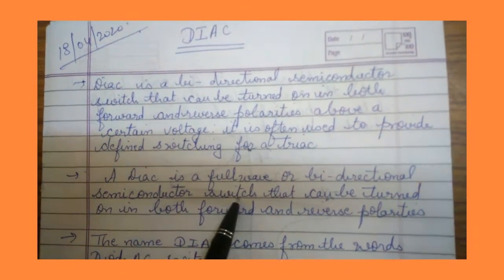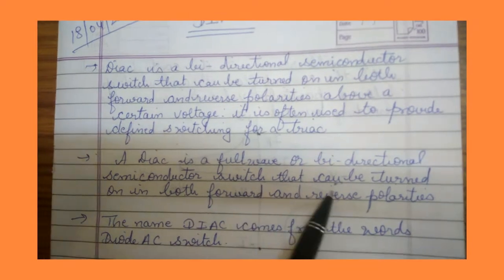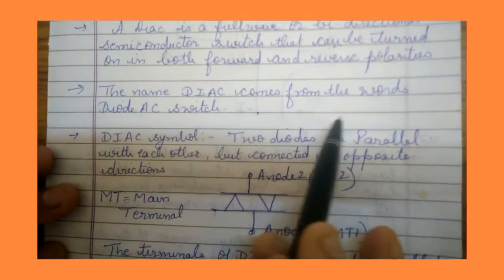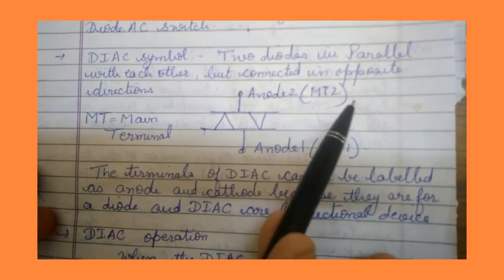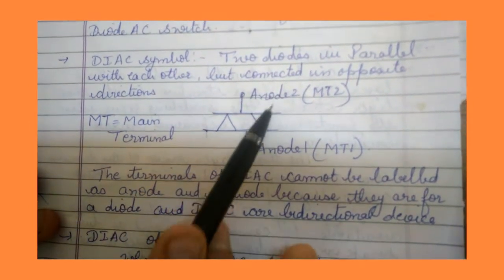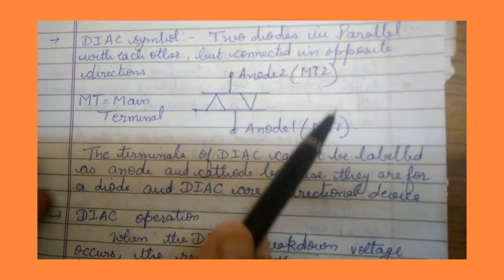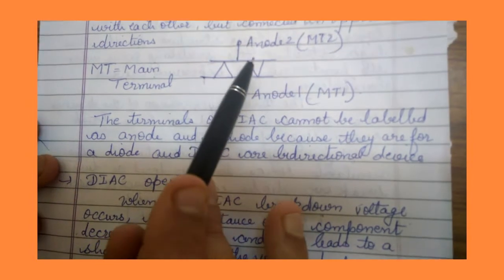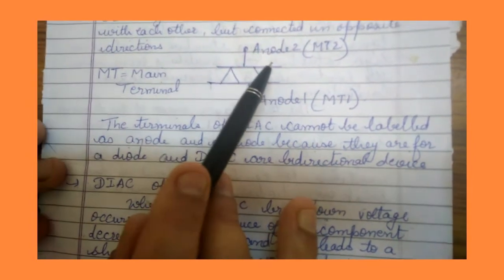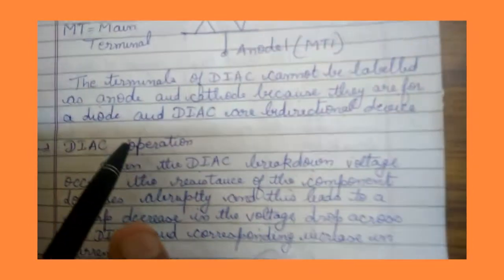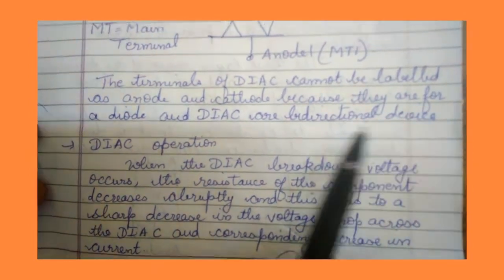So the diac is a full wave or bidirectional semiconductor switch that can be turned on in both forward and reverse polarities. The name diac comes from the words diode AC switch. Diac symbol: two diodes are connected in parallel with each other but in opposite directions, that is, MT2 to MT1. MT is the main terminal. The terminals of a diac are named anode 1 and anode 2, but cannot be named anode and cathode, because the diac is a bidirectional device.